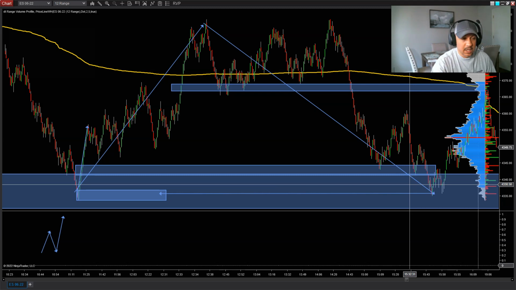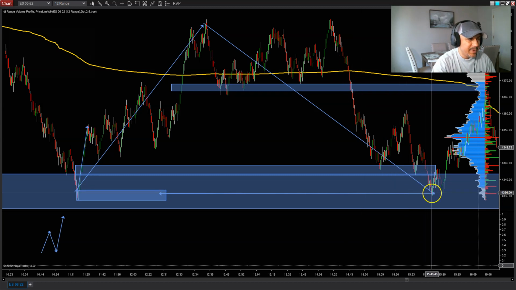I got demand on the 60 range, rejection off of that higher time frame, and I got demand off of the 12 range as well, my anchor chart, my lower time frame. Price pulled back into that. There's major confluence here, so price could push higher.